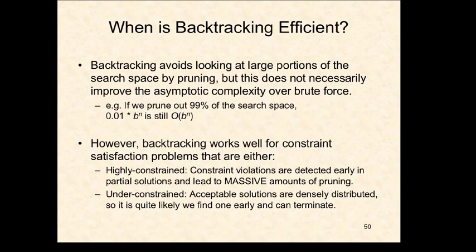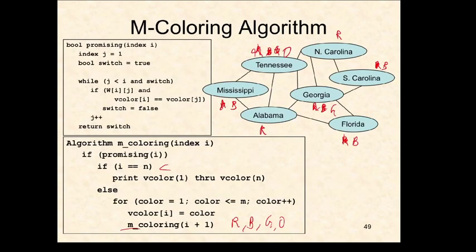So when is backtracking efficient? The nice thing about backtracking is it's going to avoid looking at large sections of the search space by doing this pruning. We saw if the first two vertices are adjacent, we've eliminated 1/4 of the search space. The problem is if we've got O of some constant to the nth power, how bad is this?